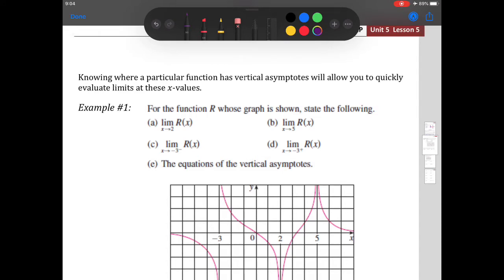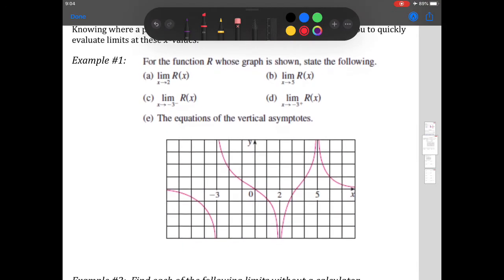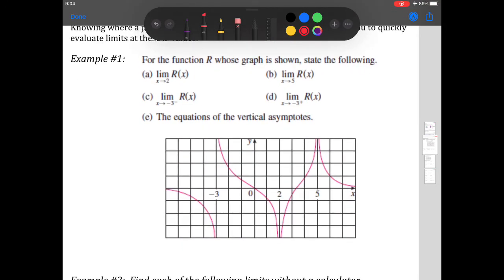Okay, so let's get started with the lesson. Knowing where a particular function has a vertical asymptote will allow you to quickly evaluate limits at these x values. So for the function r, whose graph is shown, state the following. Limit as x approaches 2 of r of x. So let's look at it. You're going to check the limit from the left and the right. So I'm going to just trace it from the left. It's going down. As x is approaching 2, my y is approaching -infinity. And from the right also it's approaching -infinity. So I'm going to write -infinity.